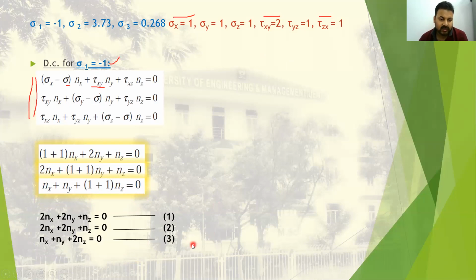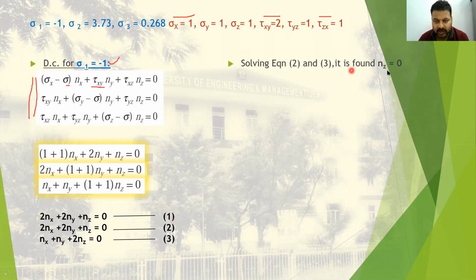These are the three equations. However, equations 1 and 2, you can see that both are similar in all respects: 2nx plus 2ny plus nz in equations 1 and 2. And we have three unknowns, nx, ny, and nz. So in order to solve it, we need to use the condition of non-trivial solution also. However, with the help of equations 1 and 2, we can get two important results regarding nx, ny, and nz. Let's see what those results are.